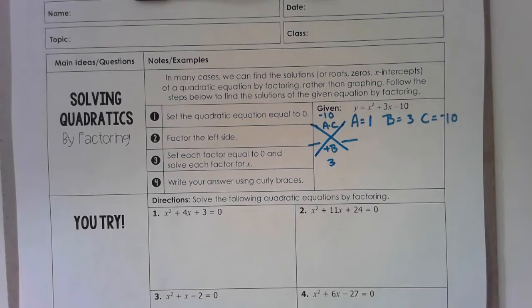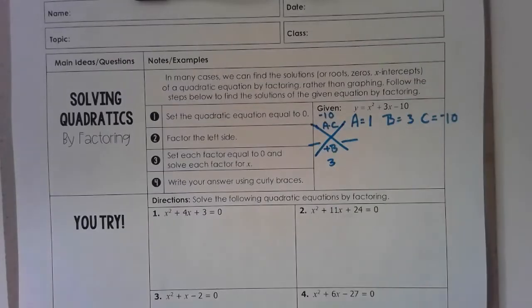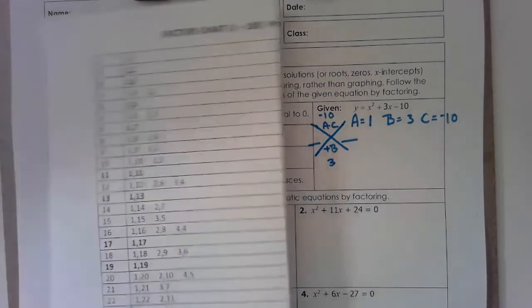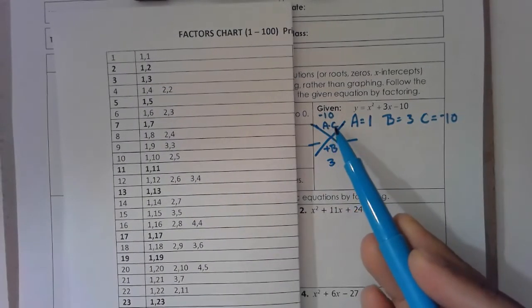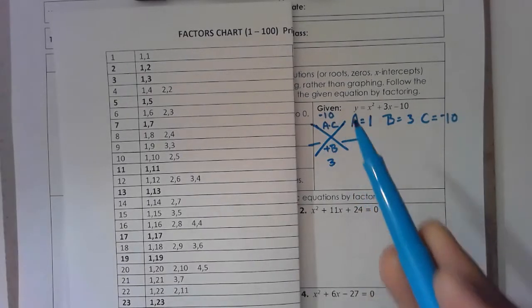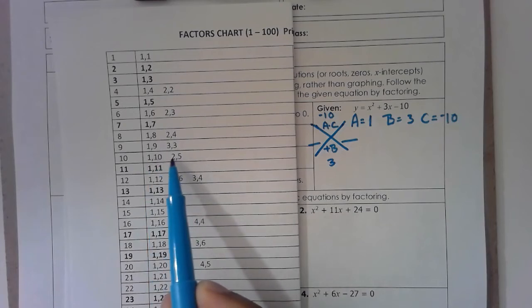Now I'm going to post for you a copy of, I think you guys remember this, our factor chart here. Let me just fold this in half so you can see this a little bit easier on the page. I have my A times C, which is -10. So I'm going to look at my 10 here, and here are my two choices. I have 1 and 10, and 2 and 5.